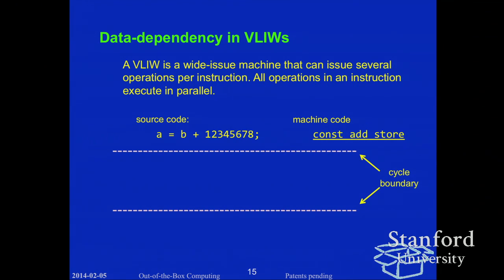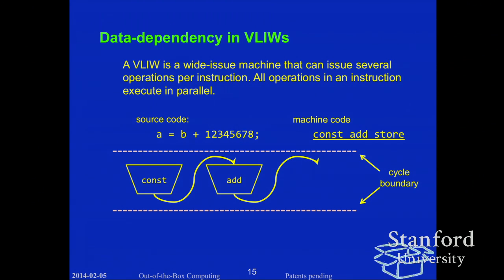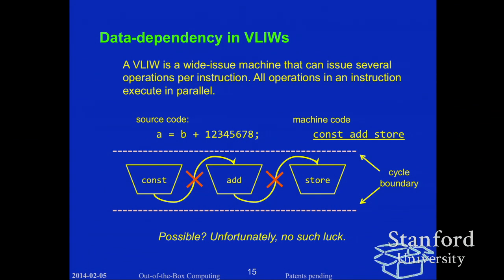We might think that, well, you can have a const feeding to an add, feeding to a store. But unfortunately, you can't do that. The whole cycle is taken up by the const, and the whole cycle is taken up by the add, and arrows don't go upwards in data flow. They only go downwards. So anytime you see an arrow going upward, that means this is something that is physically impossible. Those paths are impossible.